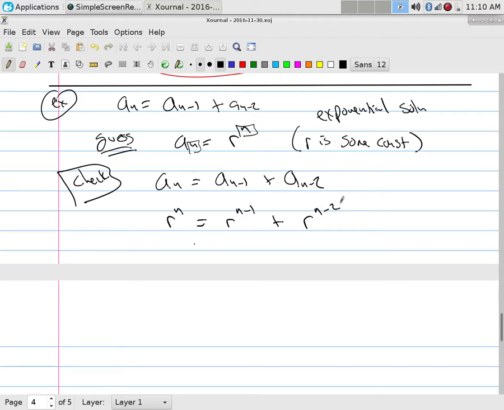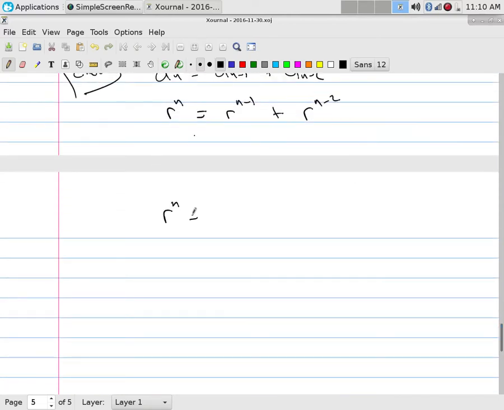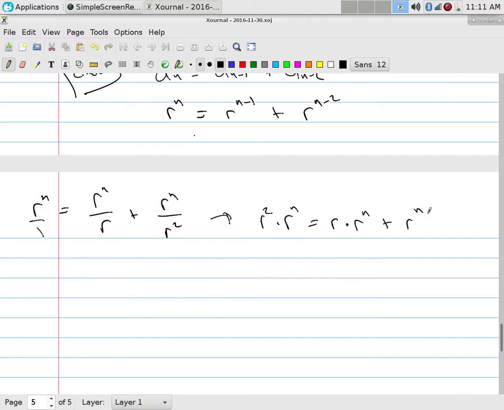Could you solve that for r? Let me see. r to the n is equal to, well, that's r to the n divided by r, plus r to the n divided by r squared. How do I solve rational equations? I multiply everything by the common denominator. What's the common denominator? r squared. If I multiply everything by r squared, what does this entire problem become? That's r squared times r to the n is equal to r times r to the n plus r to the n.